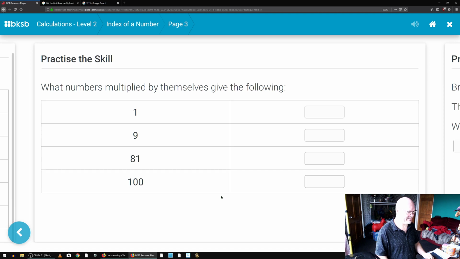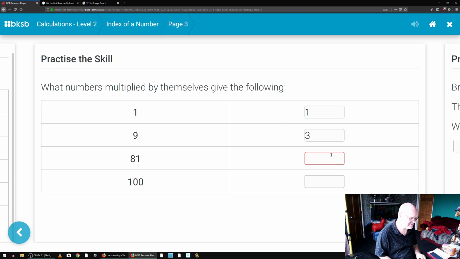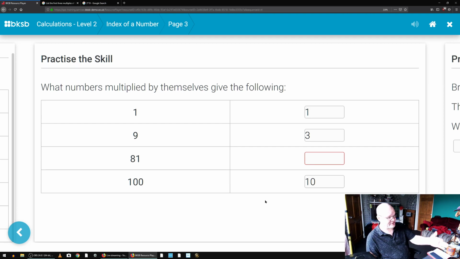What numbers multiplied by themselves give the following? Well, 1, of course. 369. Oh, I need to know my tables. We could divide that by 2, which would give me 40 something. But that's not it. I can do 10 by 10, that's easy. I just don't understand that. It's like I don't know my tables.